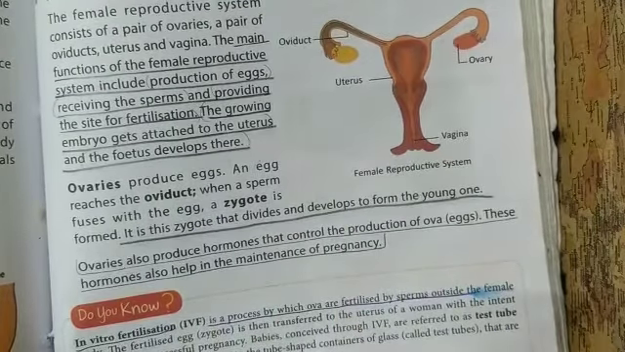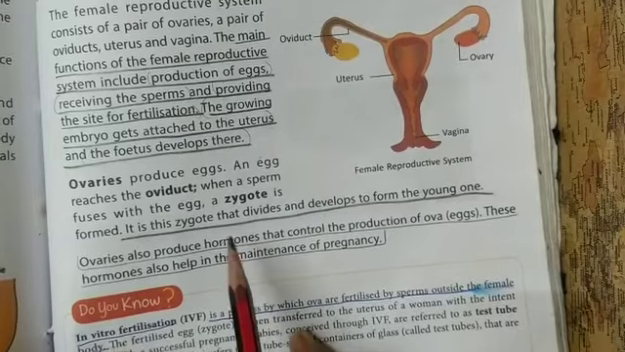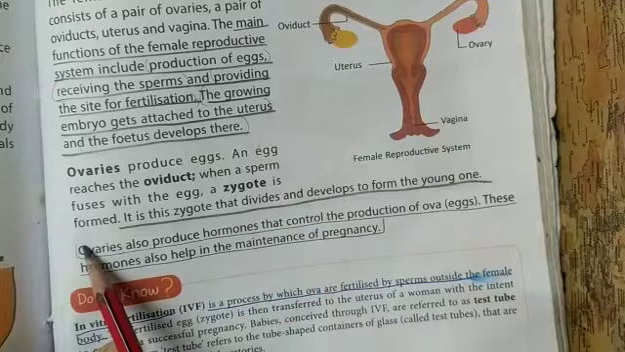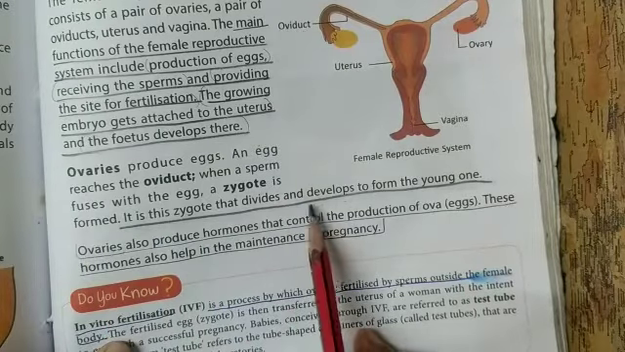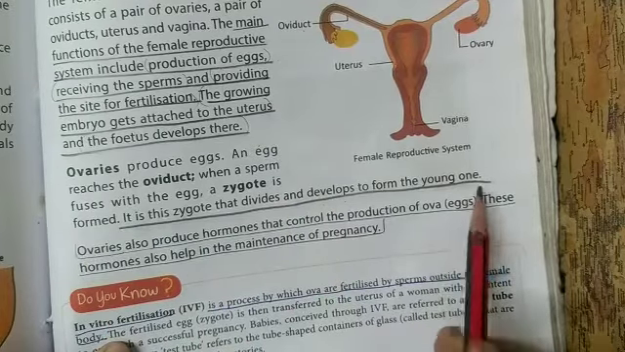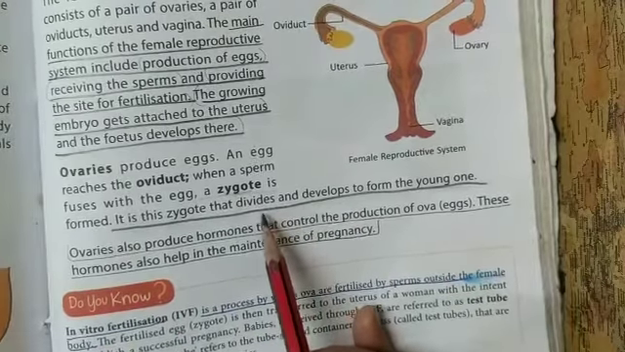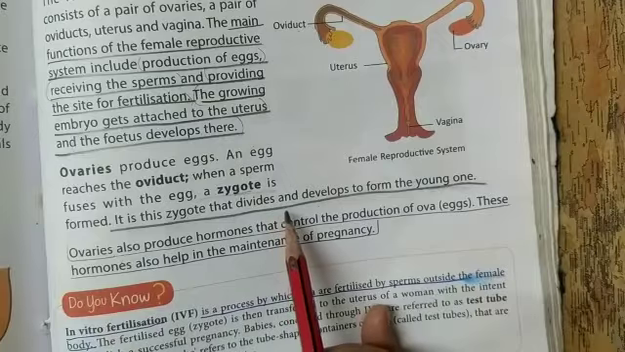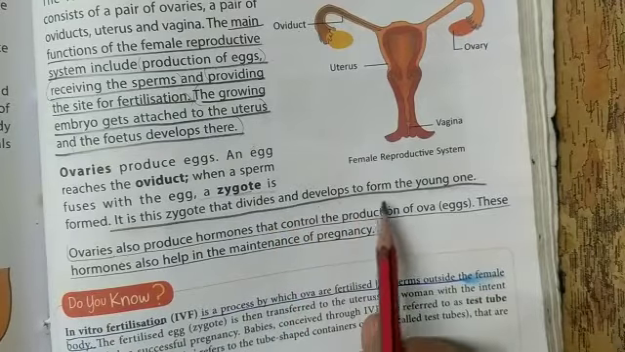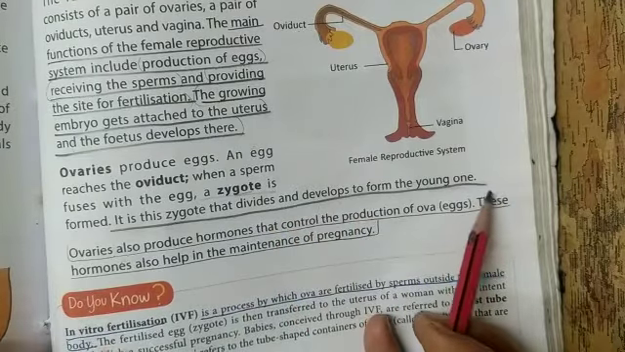Ovaries produce eggs and the egg reaches the oviduct. When a sperm fuses with the egg, a zygote will form. It is the zygote that divides and develops to form the young ones. So you should know that when these two combine they form a zygote, and it is the zygote that develops and divides to form the young ones.